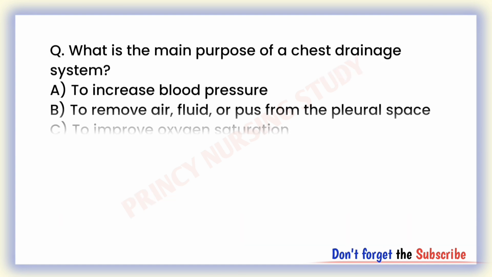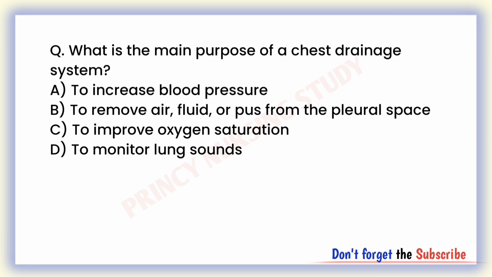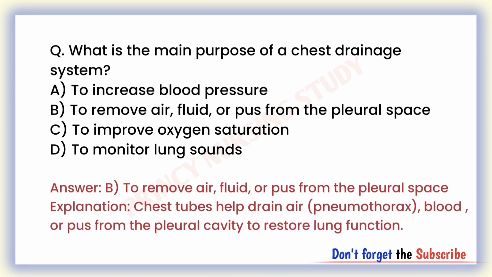Next question. What is the main purpose of a chest drainage system? Correct answer is B. To remove air, fluid, or pus from the pleural space. Chest tubes help drain air, pneumothorax, blood, or pus from the pleural cavity to restore lung function.